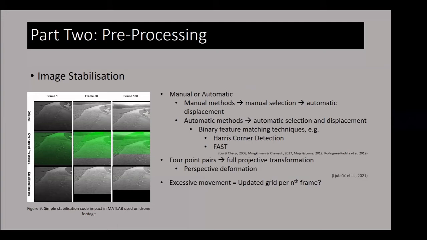It's also worth noting that if there's a vast amount of movement between the frames, the programs can actually be set to update the reference frame per number of frames, or you can simply use the first frame as its point of reference. Without a sufficient stabilization, then displacements can be really skewed, and even stationary objects can be detected as moving and then given a velocity vector.